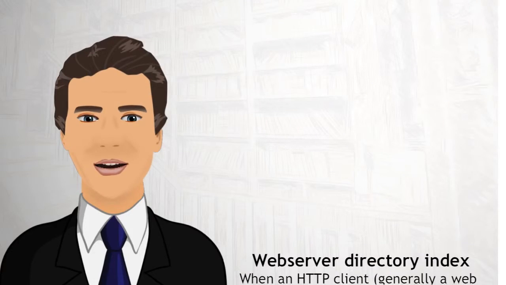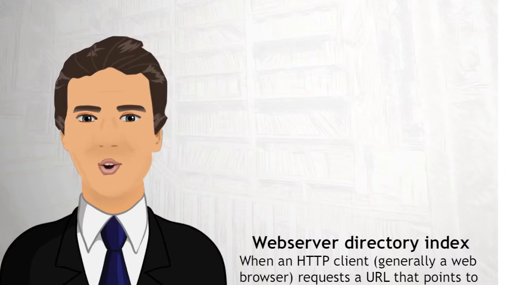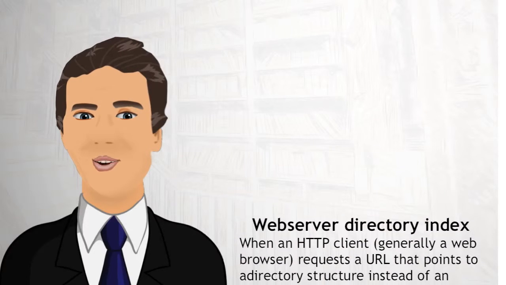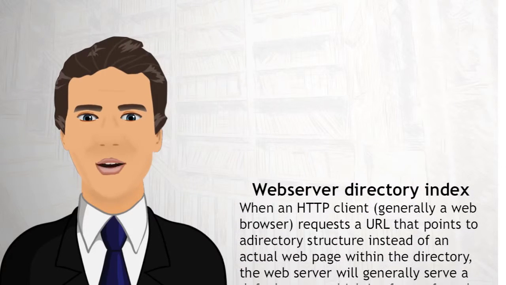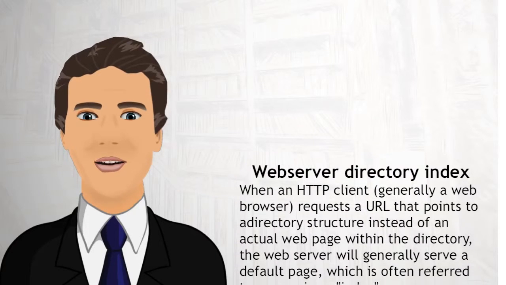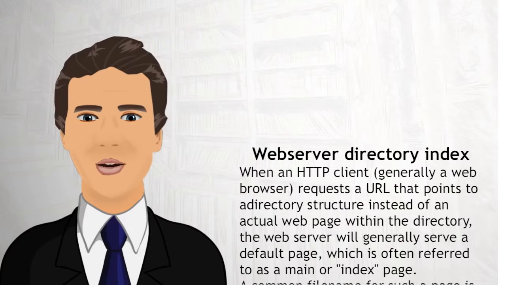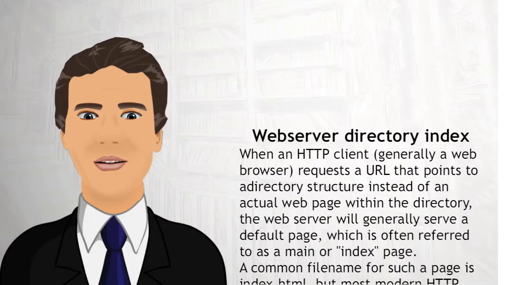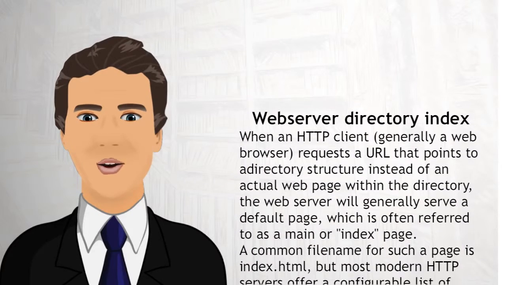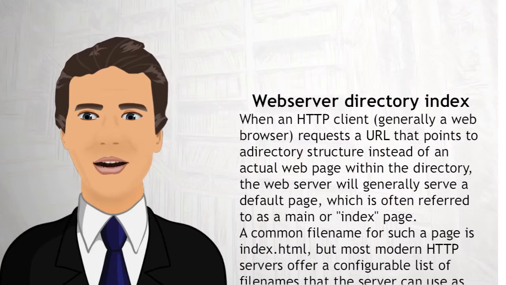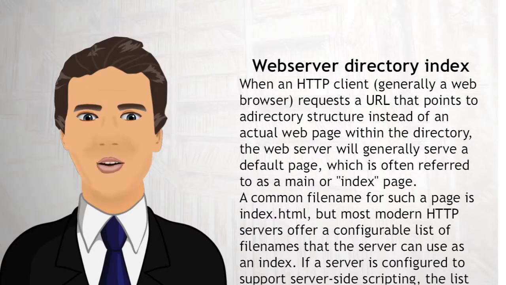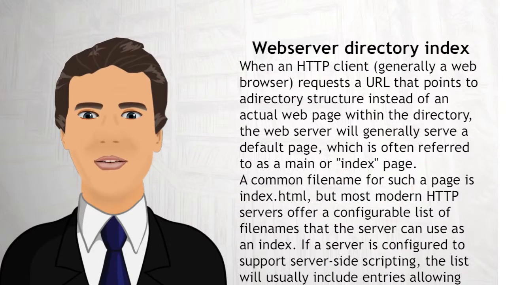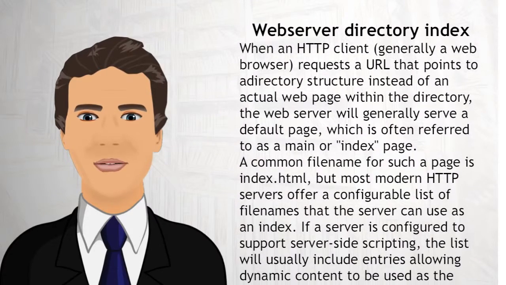When an HTTP client, generally a web browser, requests a URL that points to a directory structure instead of an actual web page within the directory, the web server will generally serve a default page, which is often referred to as a main or index page. A common file name for such a page is index.html, but most modern HTTP servers offer a configurable list of file names that the server can use as an index.